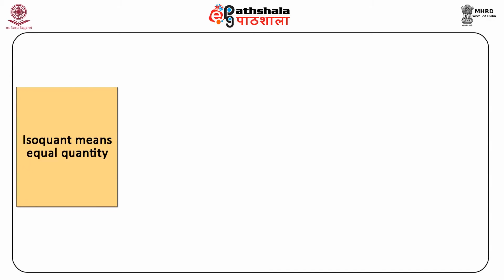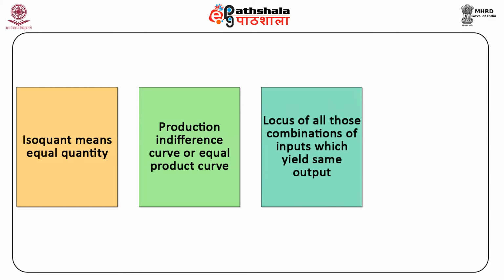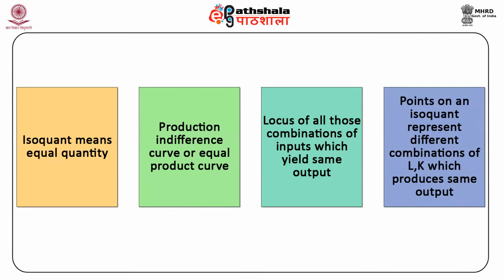Isoquant means equal quantity. Isoquant is therefore known as the production indifference curve or equal product curve. As the name itself suggests, an isoquant is the locus of all those combinations of inputs which yield same output. Hence, all the points on an isoquant represent different combinations of labor and capital which can be used to produce the same quantity of output.